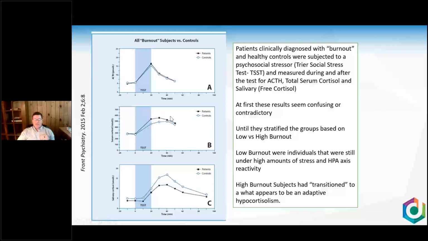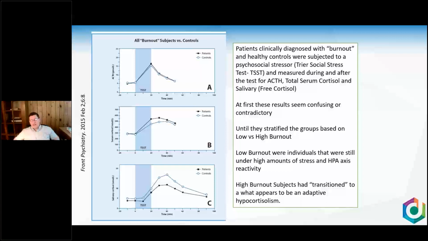These individuals, patients who have high amounts of burnout, or I should say have burnout, have elevated serum cortisol but a suppressed salivary cortisol. So what accounts for this? Why would they have a blunted response in the saliva and yet an exaggerated response in the serum?